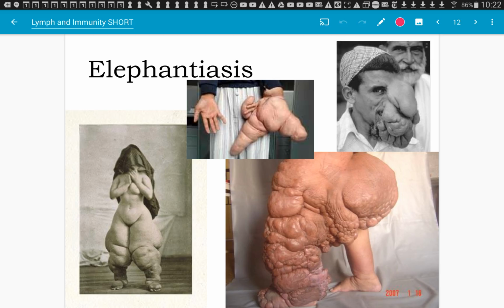Here's some more illustrations of elephantiasis. This is an old picture, from the 1800s, of a woman covering her face because she needs to be modest, but she has it in both legs. You can see the rest of her body's normal, just those legs. Or in this person here, only one leg is affected. And it's called elephantiasis because of what it does to the skin. It makes it look a lot like an elephant's skin.